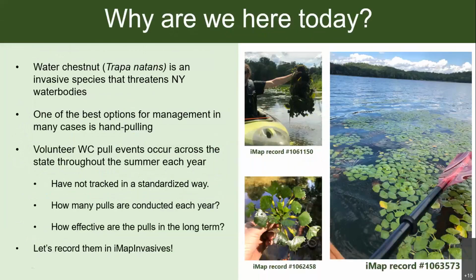So why are we here today, and why is iMapInvasives so important when we're thinking about water chestnut? Many of you are probably familiar with water chestnut. It's an invasive species that threatens New York water bodies.